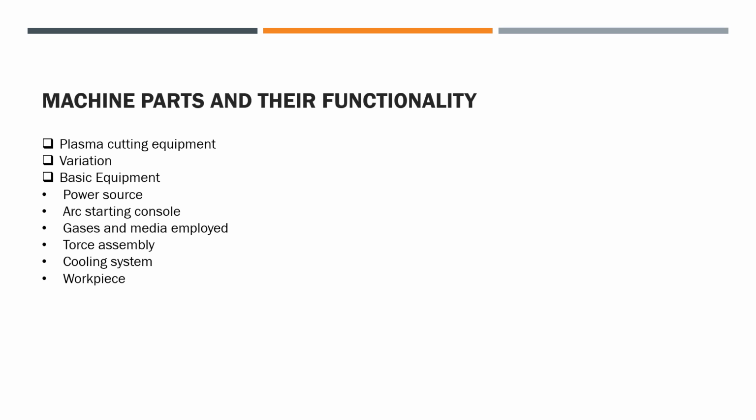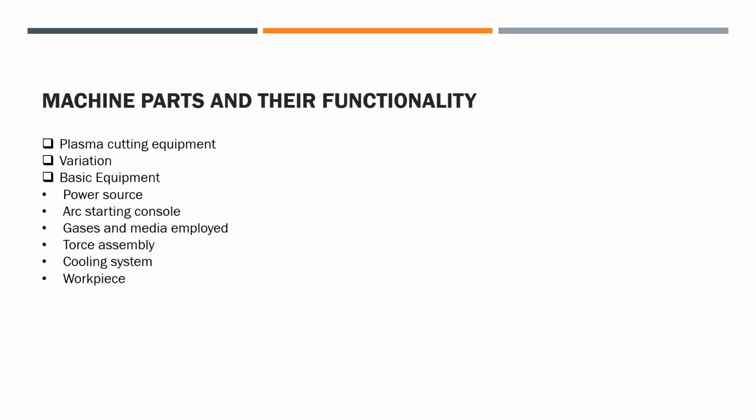So our next slide is about the machine parts and their functionality. For the plasma arc cutting process, we use plasma cutting equipment. Plasma cutting machines vary from model to model and applications with setup, ranging from a simple handheld torch attached with a power source to complex ones that are programmable and automated CNC machines. The basic equipment setup includes power source, arc starting console, gases and media employed, torch assembly, cooling system, work clamp, and finally the workpiece we produce.